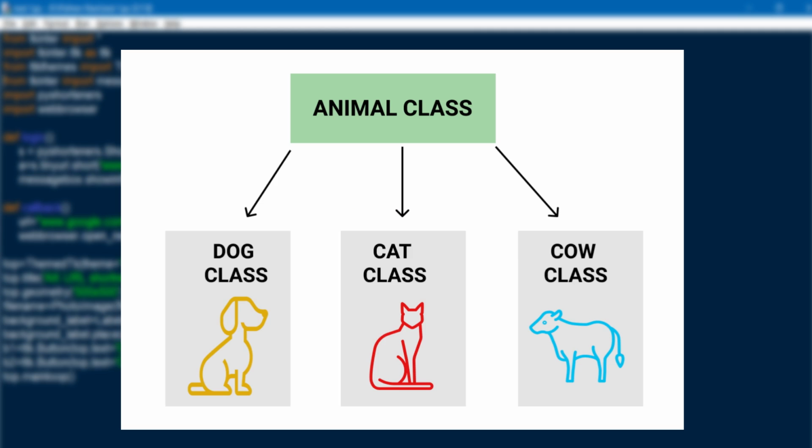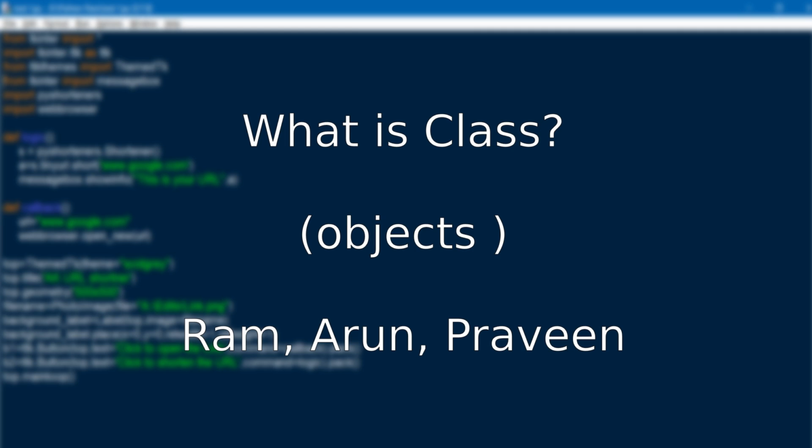Okay. First of all, what is a class? A class is defined as the template for the objects. The class can define the common attributes and behaviors of objects. Consider this example. In a room, there are three people. We can name the people Ram, Arun, Praveen. Each of them has some attributes and behaviors.